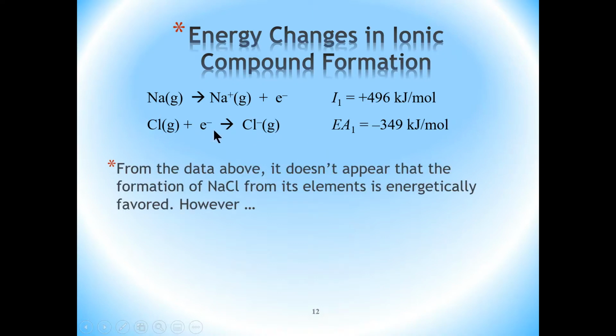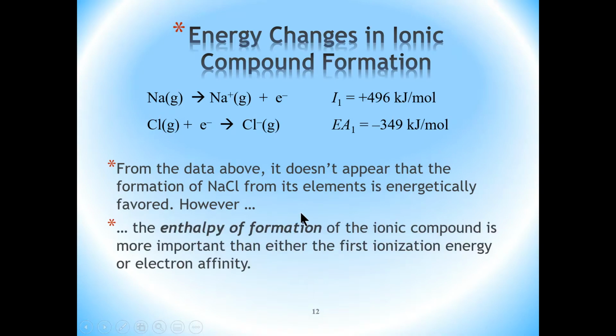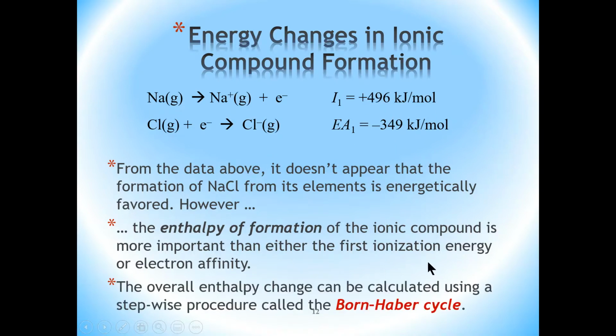Now, based on these 2 numbers here, if you were to add this equation to this equation, you'll see that the resulting delta H for that reaction is relatively small. So it doesn't appear that the formation of sodium chloride from its elements would be energetically favored. However, there are other things that you have to take into account, one of which would be the enthalpy of formation of the ionic compound. And what you'll find is that that enthalpy is actually more important than either the first ionization energy or the electron affinity. So what we're going to look at is an overall enthalpy picture that shows you the energy changes that will take place.